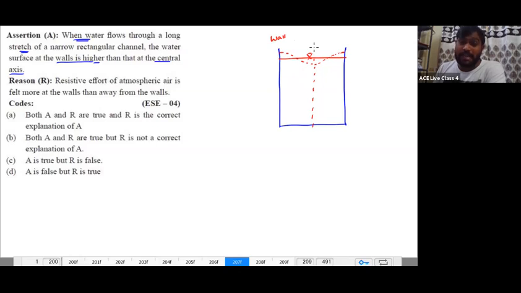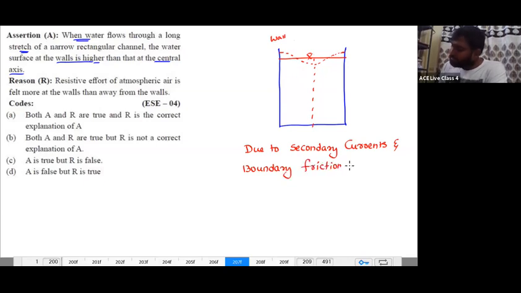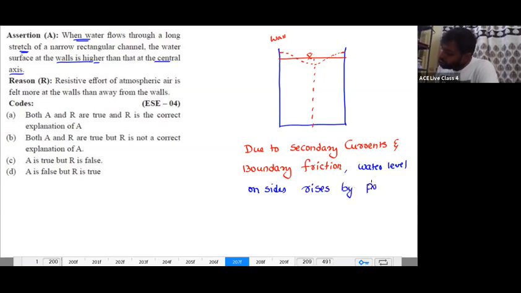This is due to the presence of secondary currents and side boundary friction. Due to the presence of secondary currents and boundary friction, the water level on the sides rises by pulling down the central water level. And there is an effect of surface tension also.